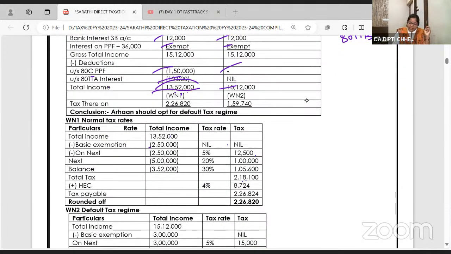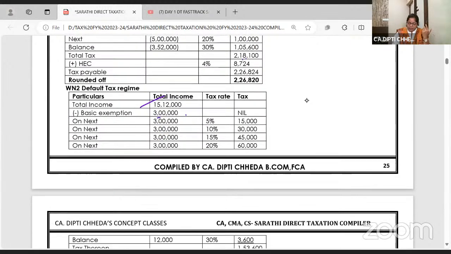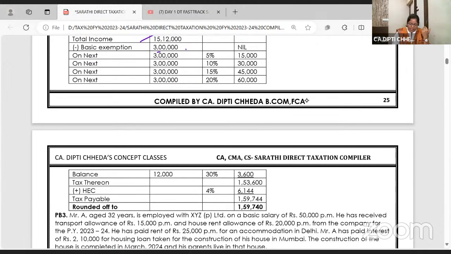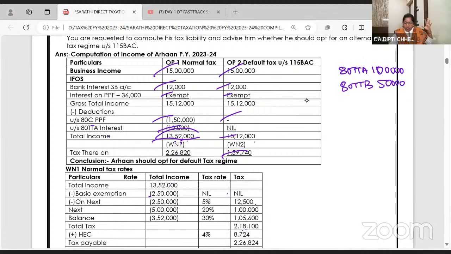Chalo, if it is default, then income is high but the tax rates are low. For every 3 lakh increase, 5% the tax is going. And on final tax, health and education cess is added. So what's your normal income? 1352, which is less, and default 1512, which is more.